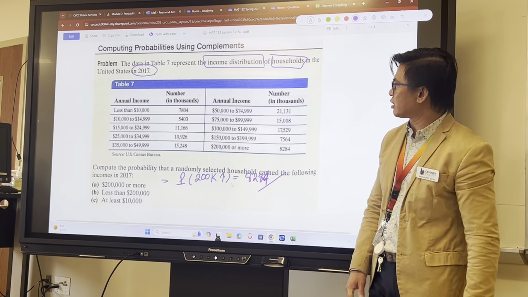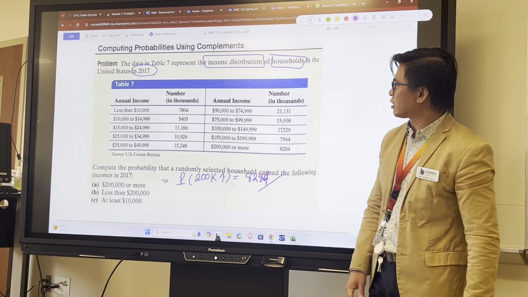So we got 7804 plus 5403 plus 11166, all right, plus 10926 plus 15248 plus 21131. So basically in here, just be careful with the numbers that you're typing in, right? 15008. Make sure that you check the data that you're putting in every single time, all right? 17529 plus 7564 plus 8284. And as you may notice, that also includes the $200,000 or more.